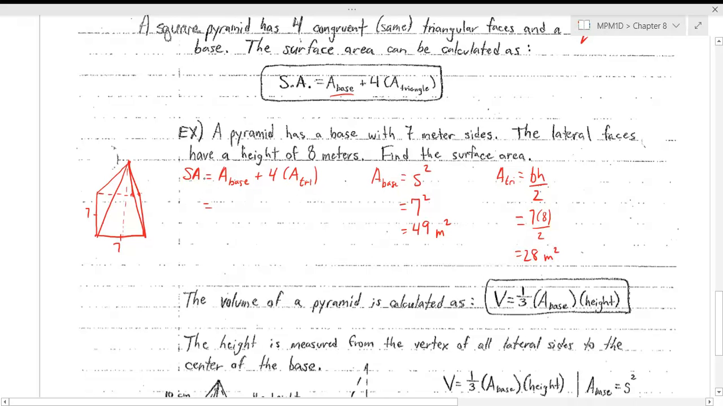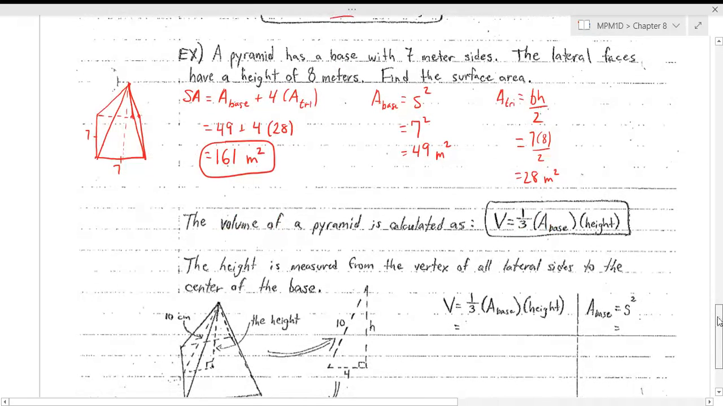Okay, so now let's plug that all into our original formula. Surface area is the area of the base, 49, plus 4 of those triangles. So that's 28. So let's see, 112, that's 161 meters squared. Again, surface area always in square, 2-dimensional units.